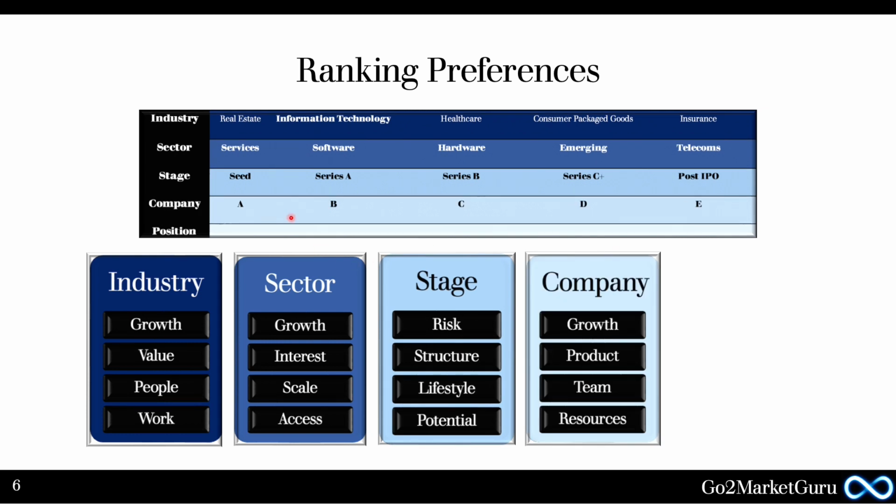Then companies. So let's say you've picked information technology, you've picked software, you've picked Series B or Series A, and now you have the company. Make a list of companies in that particular sector, and then company A, B, C, D, and E. Look at that growth. Growth's going to be a big trend here. Look at the product that company sells. Is it something that you understand? Is it interesting? Could you see yourself selling it? Look at the team. How long have they been there? What's their background? What's their experience? Could you see yourself working with them?